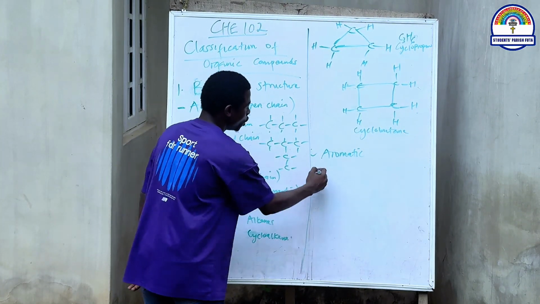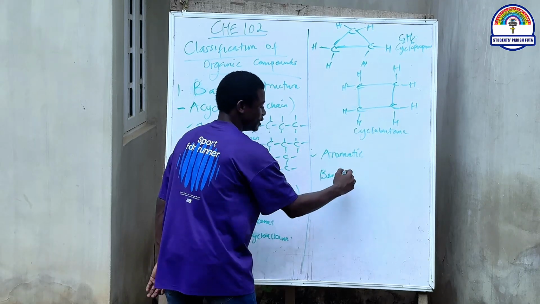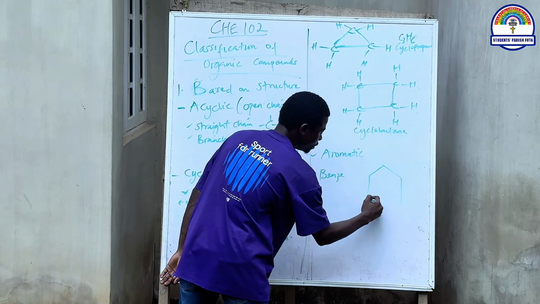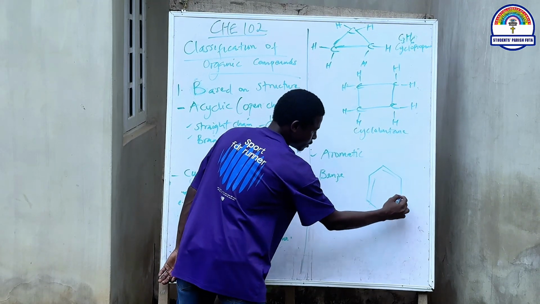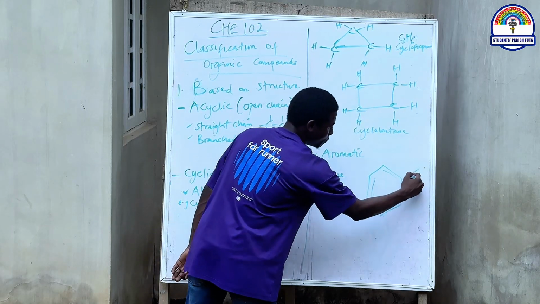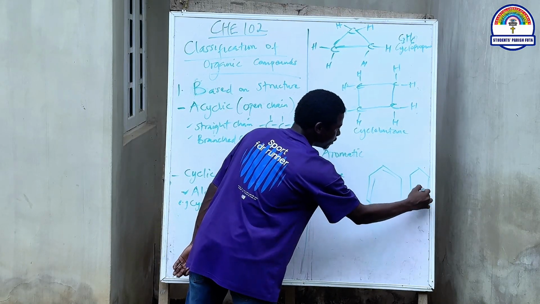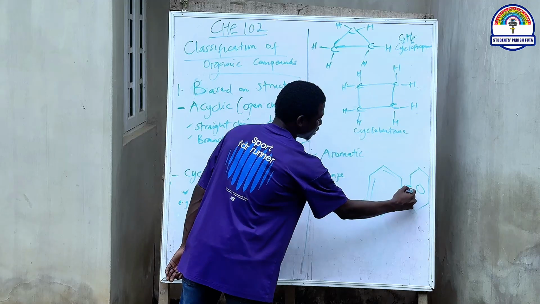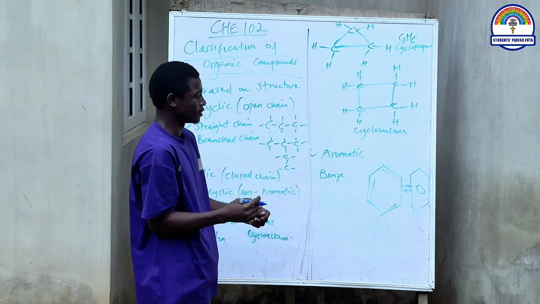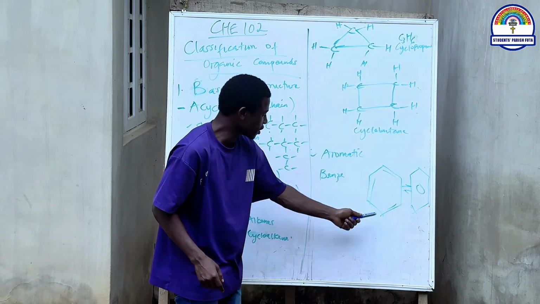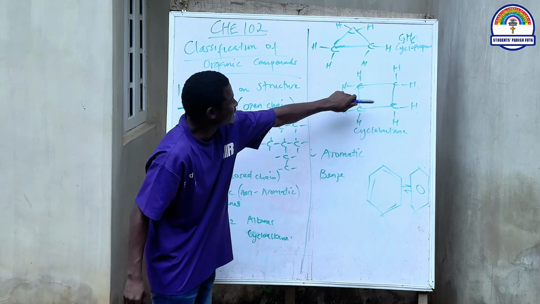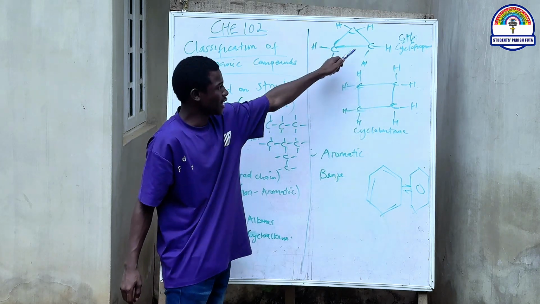So aromatic too, we have the likes of benzene. So this is benzene, or it could be in the ring form. Alternatively, that's what we call resonance. It could be in another form where the bonds are alternating. These ones are also closed, but you can see they have double bonds, unlike the cycloalkanes, which do not have double bonds in them.